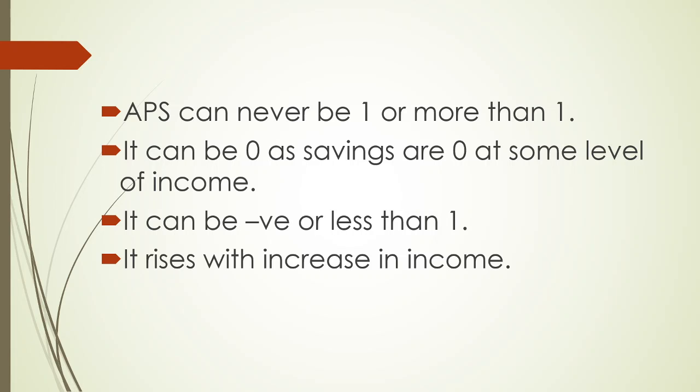Third, APS can be negative or less than 1. At income levels lower than the break-even point, as I have shown you, APS can be negative and there will be dissaving then. Only after the break-even point is APS positive, and then there will be saving. Last, APS rises with the increase in income, because the proportion of income that we use for saving keeps on increasing as people begin to save more.